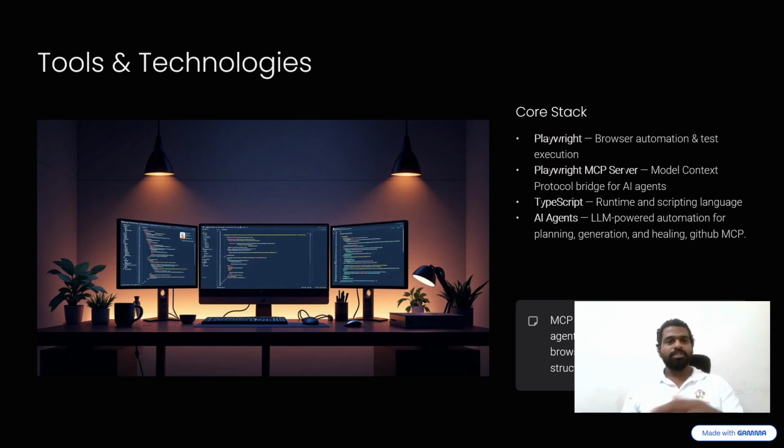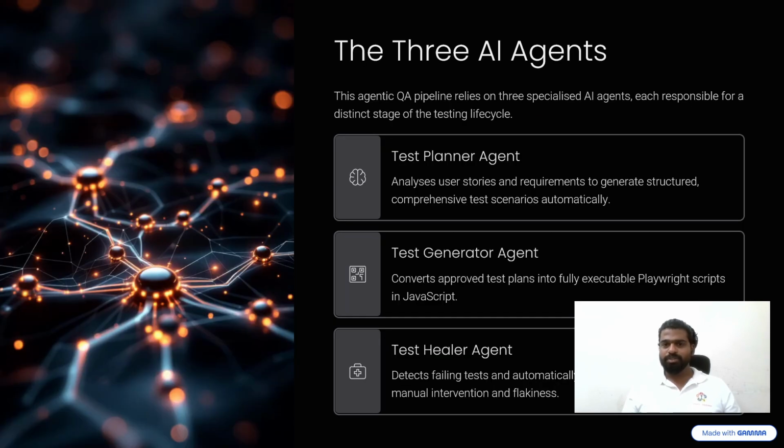Coming to the tech stack, I'm going to use Playwright for the automation, and the Playwright MCP server, which is going to generate the plan and fix your test scripts. And I'm going to use the AI-friendly language, that is TypeScript, for the script execution. Then I'm going to use GitHub MCP also to push the code. But in this one, I'm not covering that; I'm going to cover it in the next video.